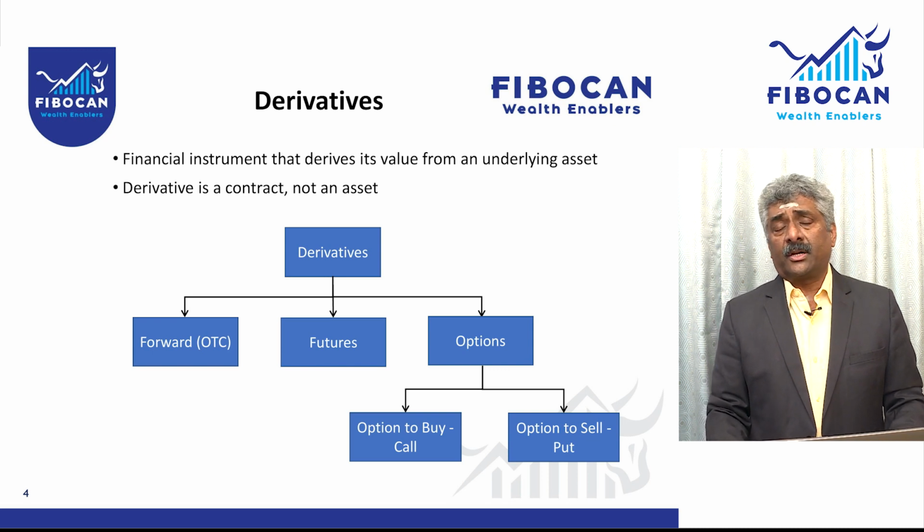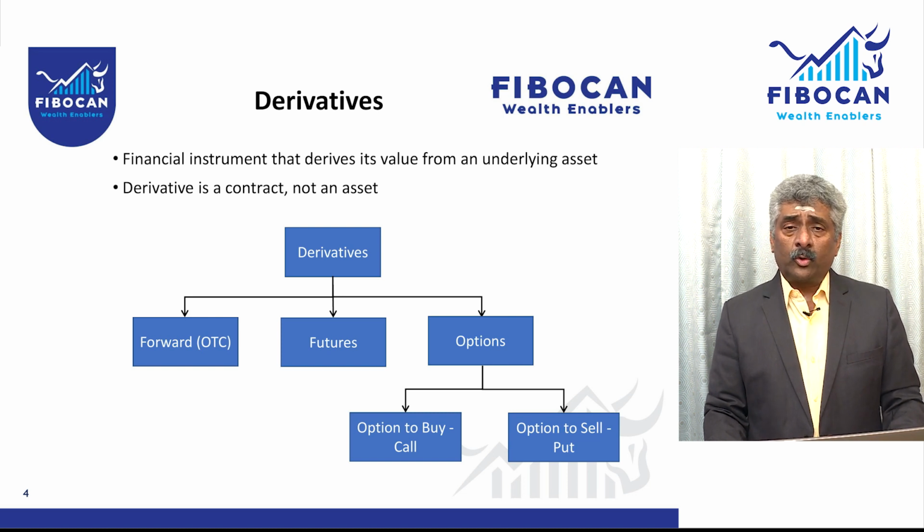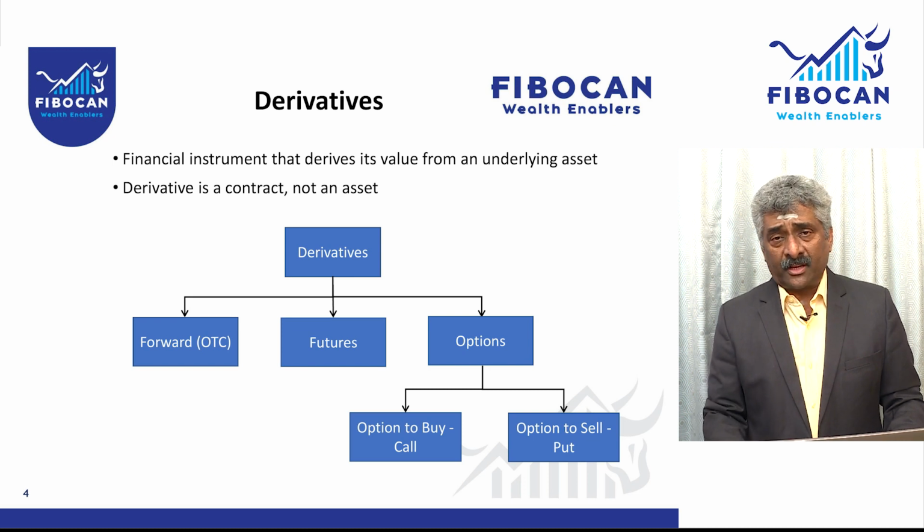Options. There are two things: one is, what is an option? Anyway, we will discuss that. There are two types of option. Option to buy, that is a call option. Option to sell, that is called a put option, right? So how does an option work? Before we go into the next slide, let's stay on slide 4 itself. I'll ask you a simple thing.